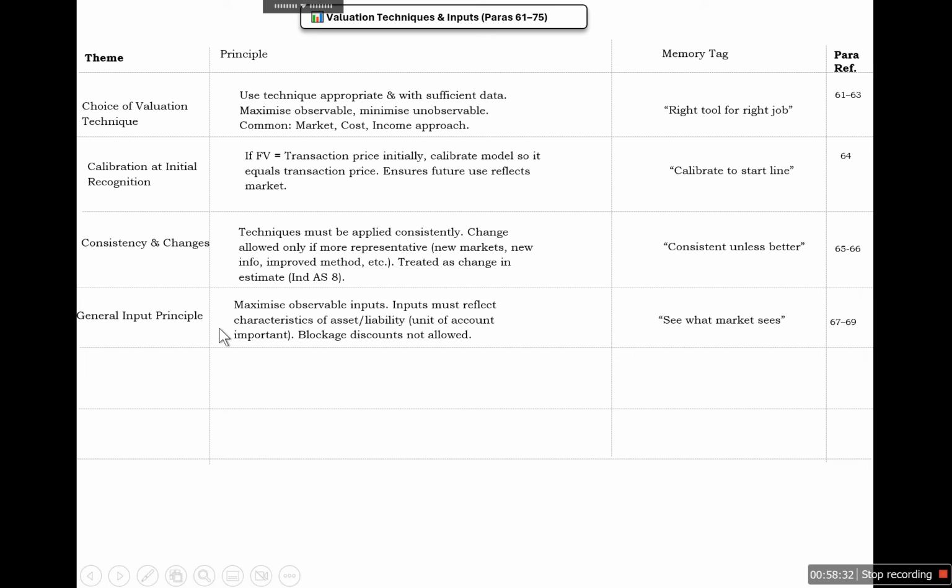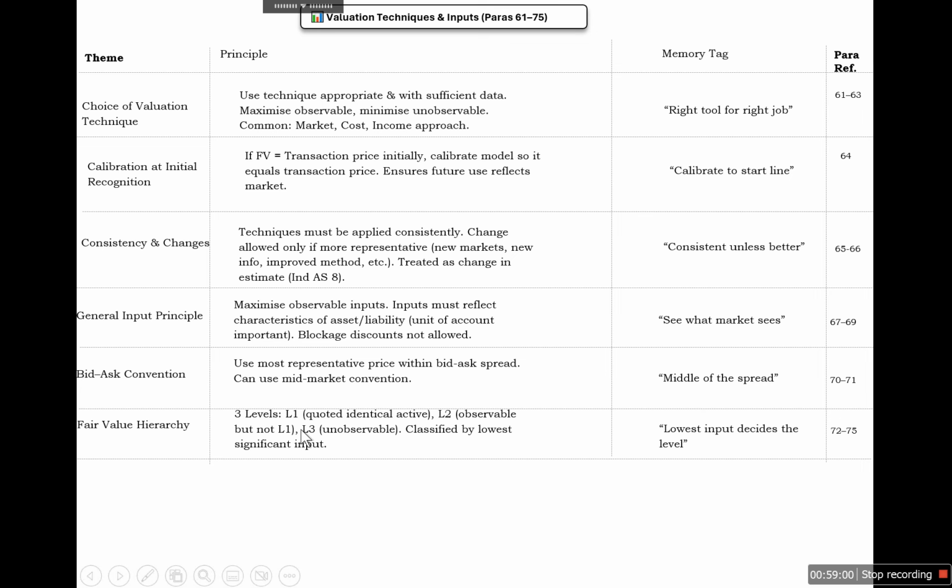And the general input principle is to maximize the observable inputs, and inputs must reflect the characteristics of the assets and liabilities. Blockage discounts are not considered here. And for bid-ask, use the most representative price within the bid-ask spread, and it can use mid-market conventions, and that is the middle of the spread.